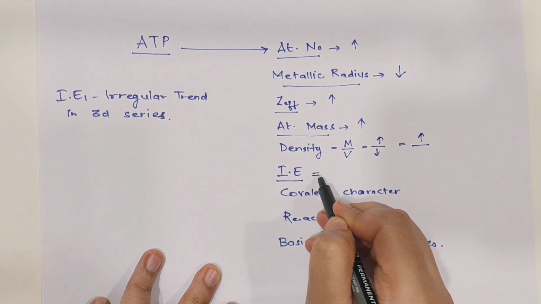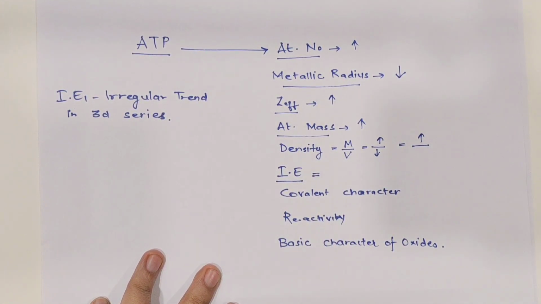Ionization energy. Ionization energy is the energy required to pull the outermost electron. It's not the proper definition, but loosely, this is what it means. That it's the energy required to pull the outermost electron.